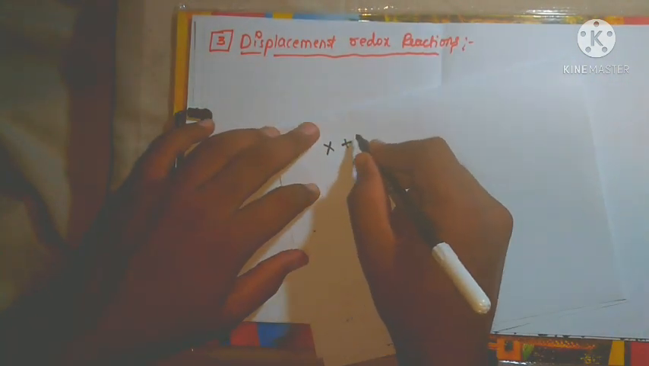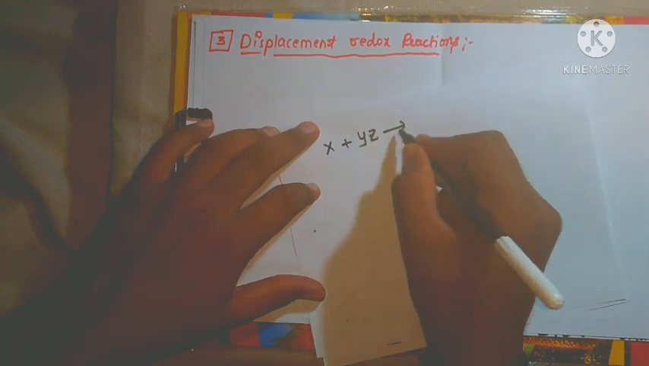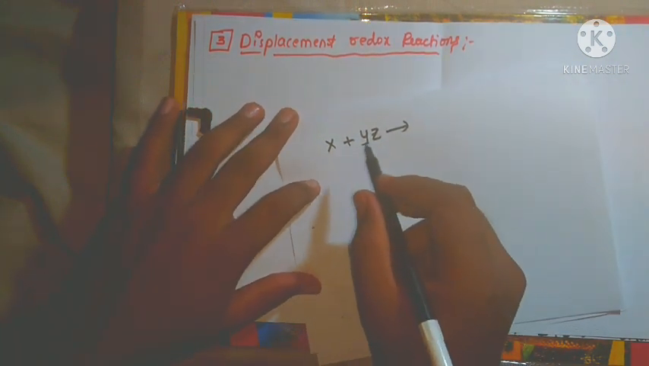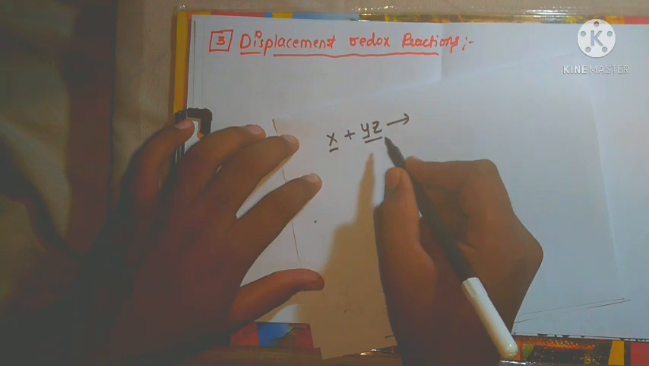Next, the third one we are going to discuss is the displacement redox reaction. For that I am using the rough paper. Try to understand here clearly. X plus YZ gives rise to... X is one reactant, YZ is another reactant.